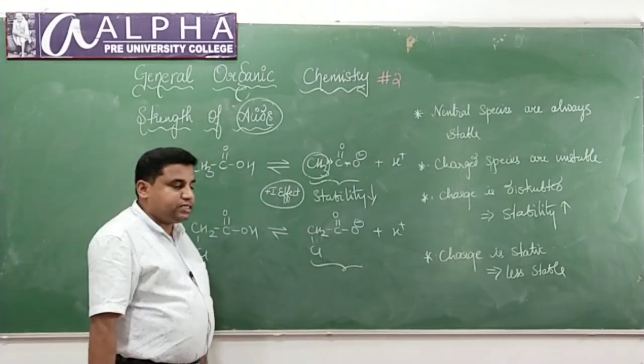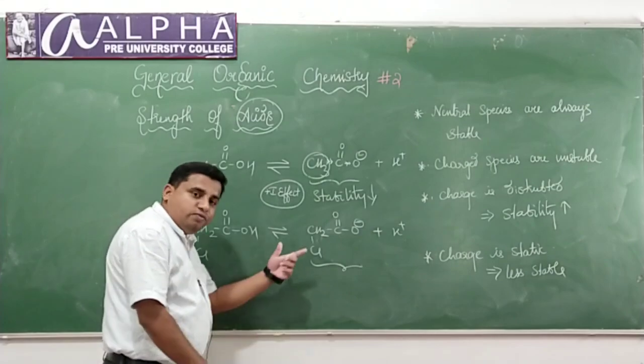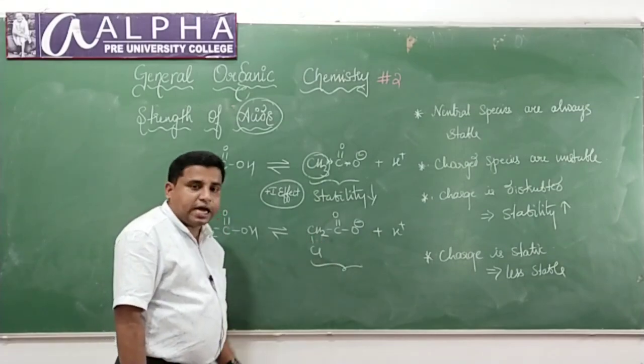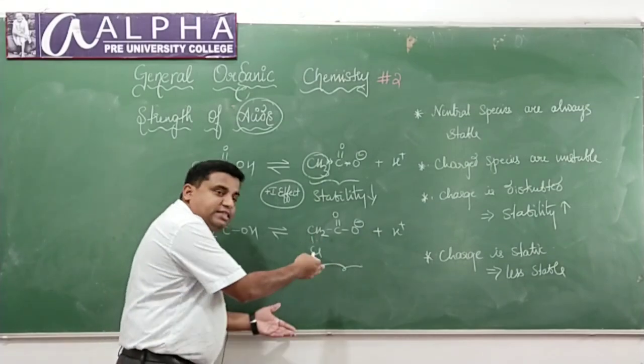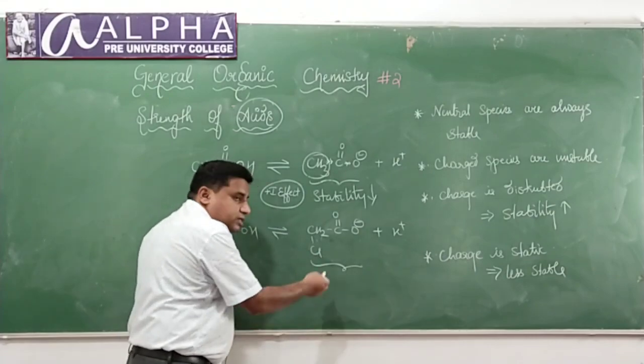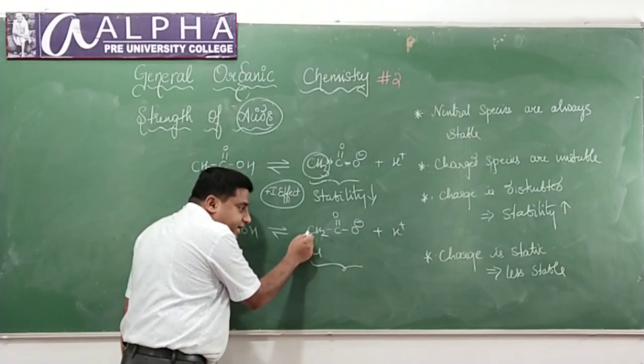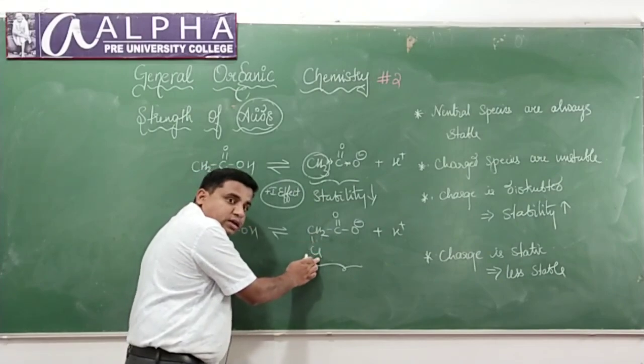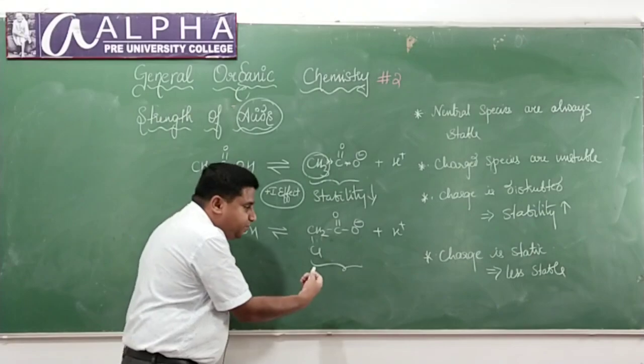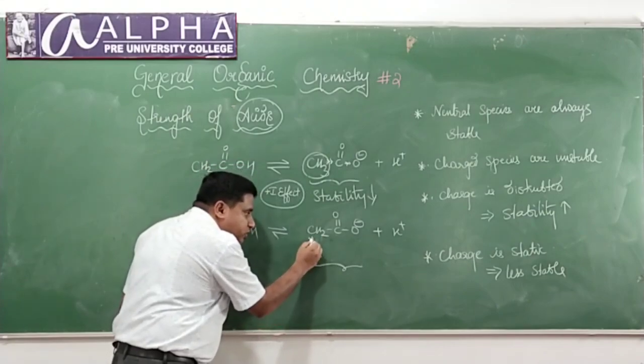But look at this case. In this anion, obviously this is also unstable because it's a charged species. But whether the stability will decrease or increase? See, this carbon is attached to an alkyl group and the CH2 group is attached to what? Chlorine. We know chlorine is an electronegative atom. Chlorine will start pulling the electrons from this carbon.